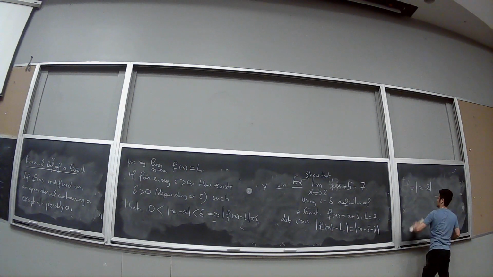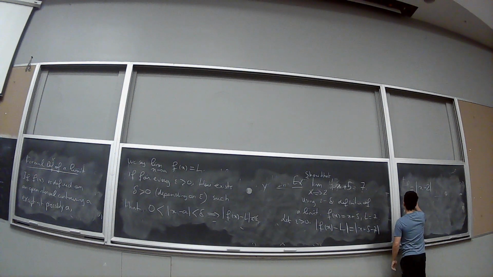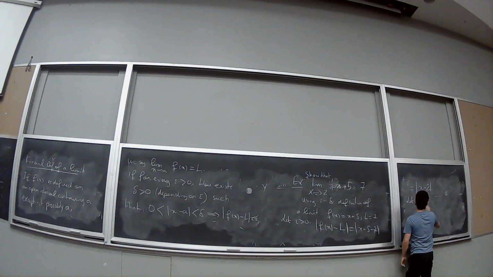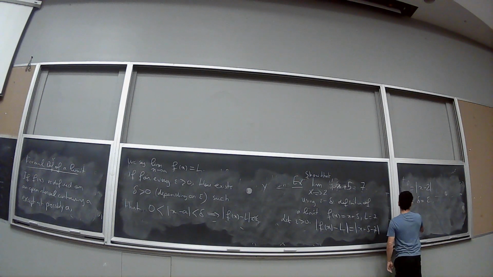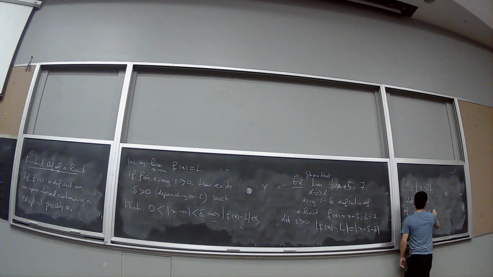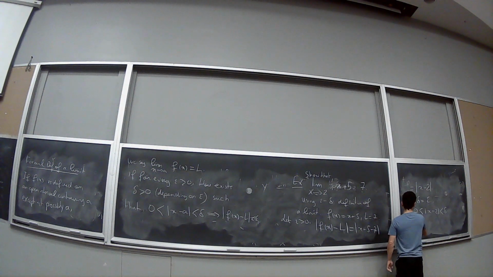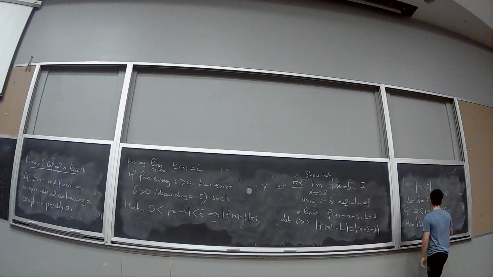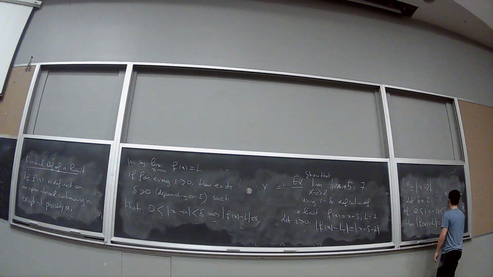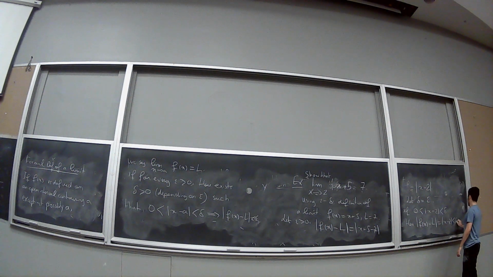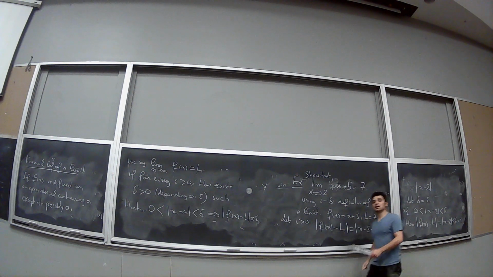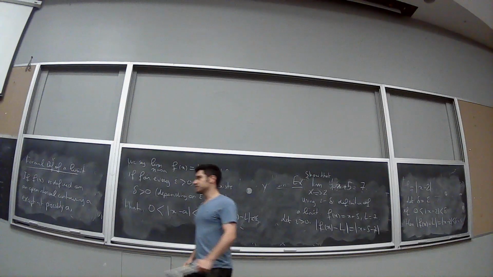So, let delta be equal to epsilon. If 0 is less than the absolute value of x minus 2, which is less than delta, then the absolute value of f of x minus L, which is equal to the absolute value of x minus 2 in that case, is strictly less than delta, which is equal to epsilon. Then the limit of f of x as x approaches 2 is 7.